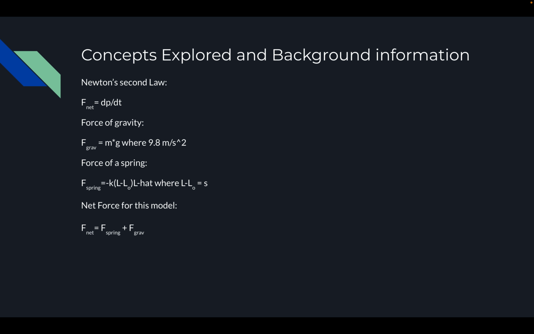So, some of the concepts explored and some background information. As usual, we used Newton's second law, which is the change in momentum over the change in time. Also, we have to understand the force of gravity, which is mass times 9.8 meters per second squared. Force of a spring is negative k (L minus L naught) times L hat, where L minus L naught is equal to s, L being the current length of the spring and L naught being the relaxed length of the spring. And the net force for this model, F net, is equal to F spring plus F grav, which are the two forces interacting in this situation.